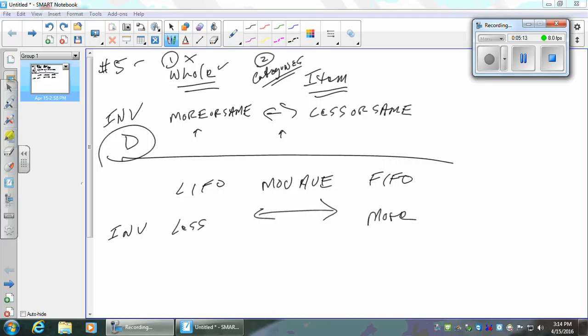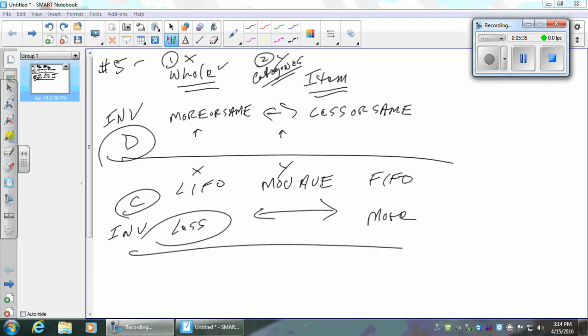And what you've got, which one did they make X? LIFO is X, right? Okay, LIFO is X, and moving average is Y? Okay, so which one gives you a lower inventory? LIFO. LIFO, answer C, right? Can't be equal. Got it? Okay, so that one's C. And that's the thought process.